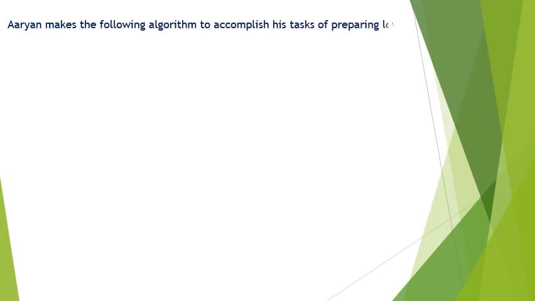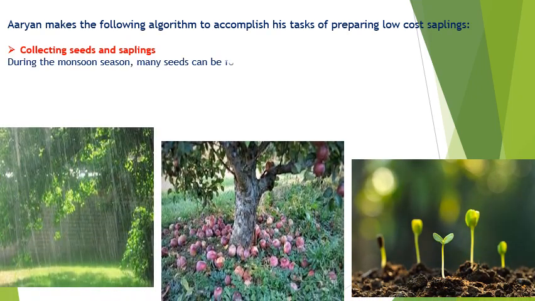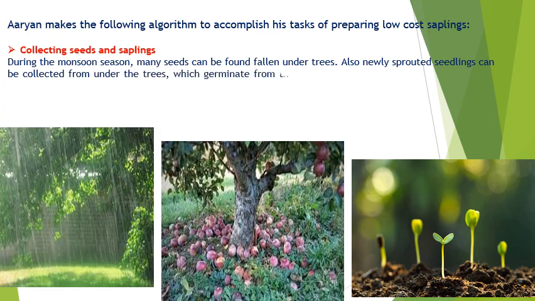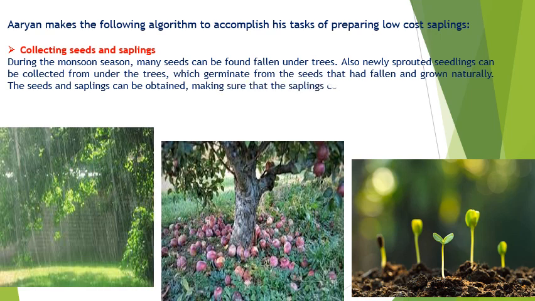Here, Aryan makes the following algorithm to accomplish his task of preparing low-cost saplings. First step is collecting seeds and saplings. Children, during the monsoon season, many seeds can be found fallen under trees. Also, newly sprouted seedlings can be collected from under the trees, which germinate from the seeds that had fallen and grown naturally. The seeds and saplings can be obtained, making sure that saplings collected have their roots intact.